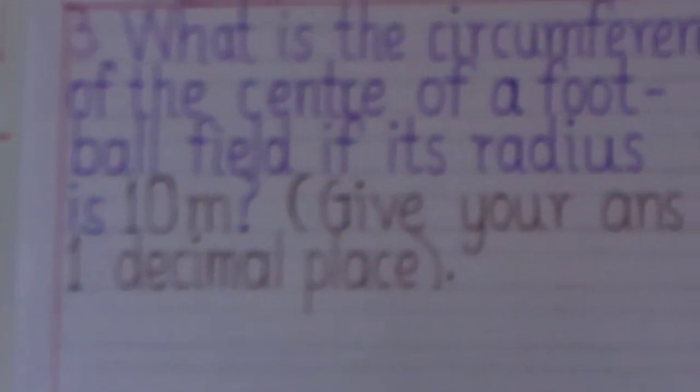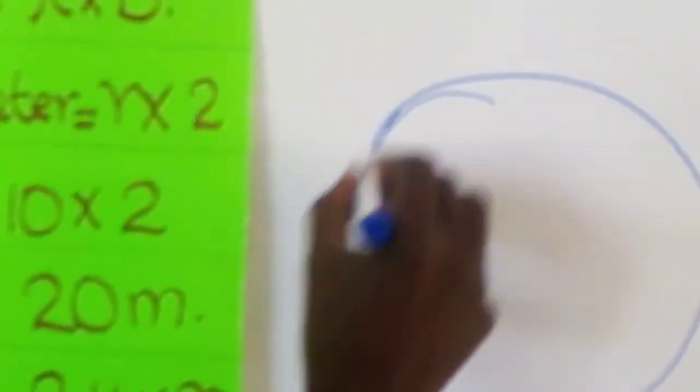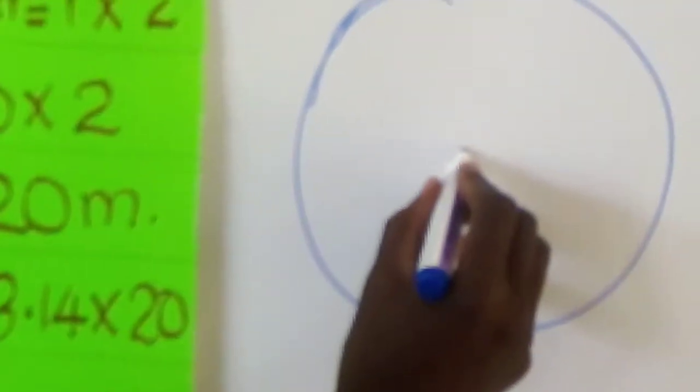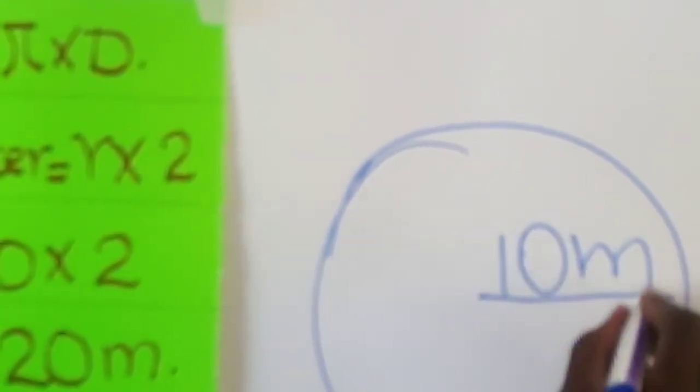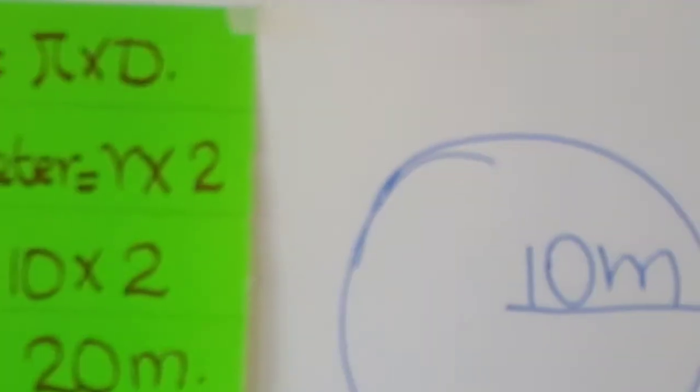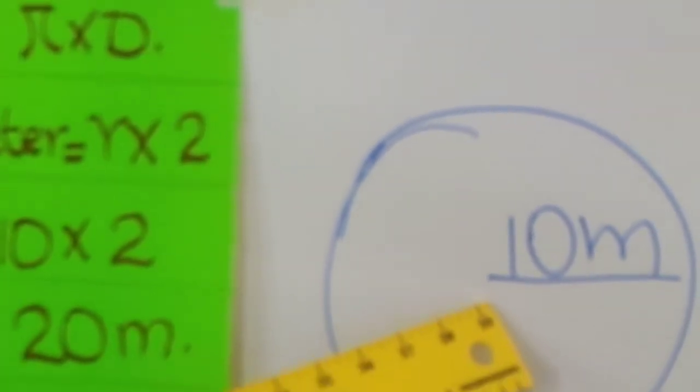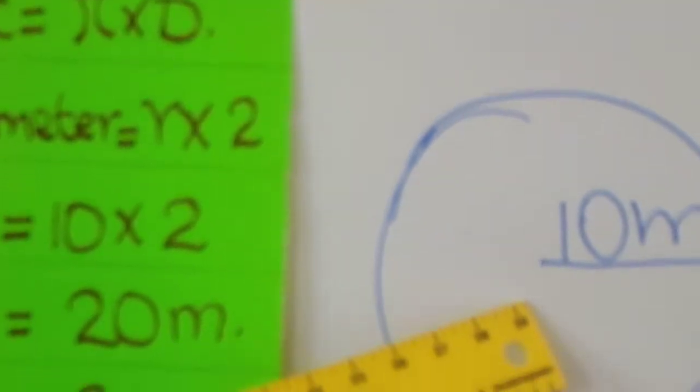As you know, a football field is circular, like this one. The center of a football field is circular, and its radius, they have said, is 10 meters. I hope you can understand that. I know boys are well conversant with football pitches, and they know that it's circular at the center. And so here we have been given the radius, and you have not been given the diameter.